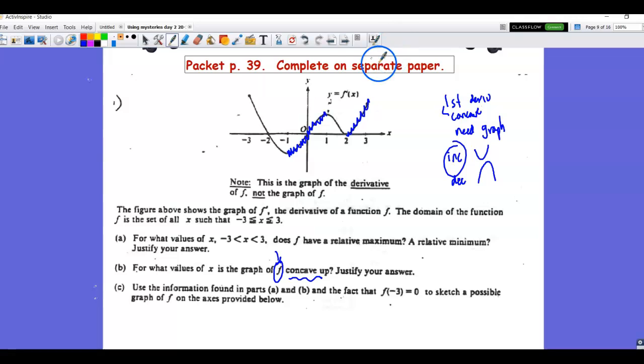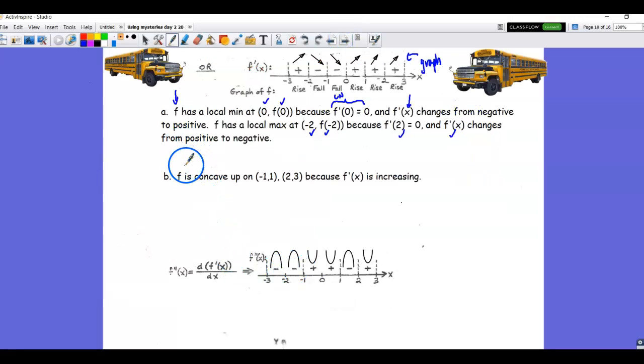The reason being, and you justify with the first derivative. So let's take a look at the write-up. Write-ups are really important. The original function f is concave up on the intervals that I stated because the first derivative is increasing.